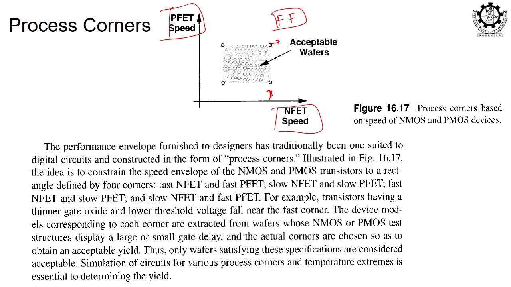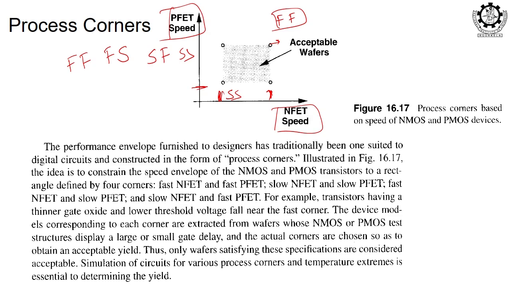In the previous case we said 3 corners, but in this case we will be having 6. You can have fast NMOS, fast PMOS, fast NMOS, slow PMOS, slow NMOS, fast PMOS. That kind of different models, different corners you can have, clear? For example, here your NMOS is slow, PMOS is also slow. So, this is your SS corner.